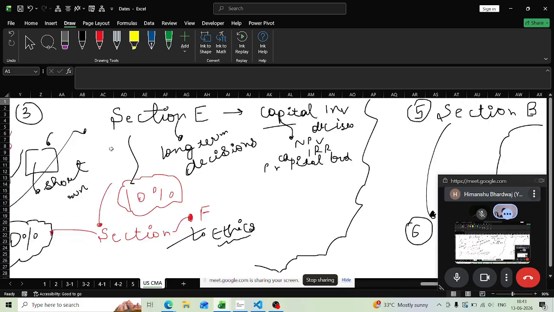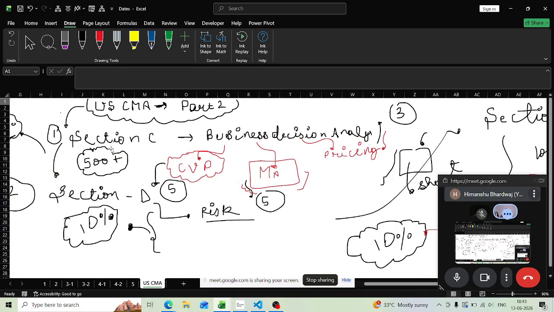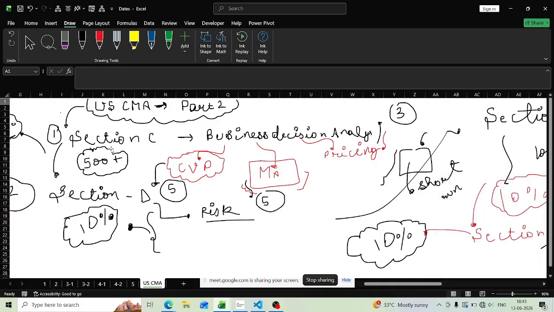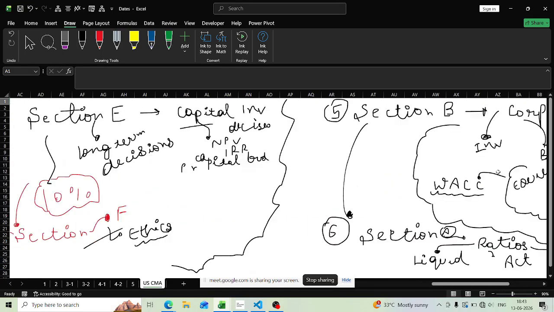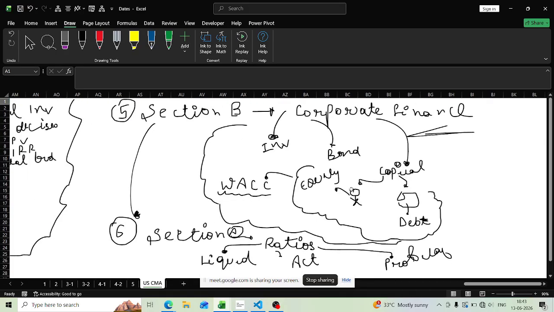We'll start with section C, then we'll follow the sequence C, D, E, F. Once we are done with C, D, E, F, half of our preparation is almost done, considering you follow the same roadmap as well. After sections C, D, E, F, we'll start killing our mighty sections, section B and section A. I guess I'm making sense, Pranita.